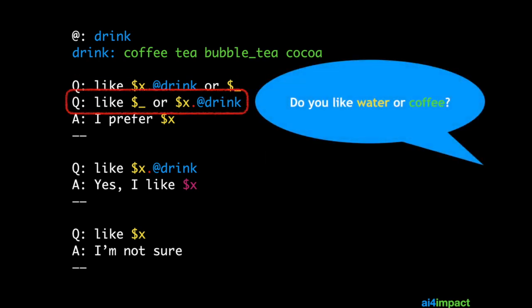Now, if you had instead asked, do you like water or coffee? Then the discard is in the first position and coffee is in the second. And $X will match coffee. And so again, the response is, I prefer coffee.